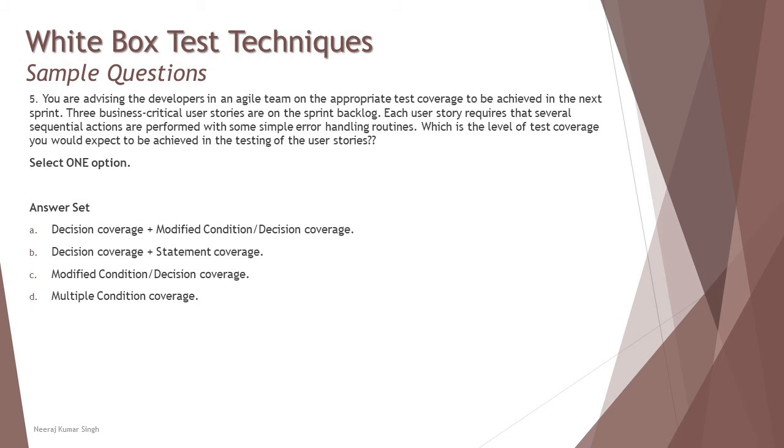One last question from this segment, which is about selecting a technique, and the question says you are advising the developers in an agile team on the appropriate test coverage to achieve in the next sprint. Three business critical user stories are on the sprint backlog. Each user story requires that several sequential actions are performed with some simple error handling routines. Which is the level of test coverage you would expect to be achieved in this testing of the user story?